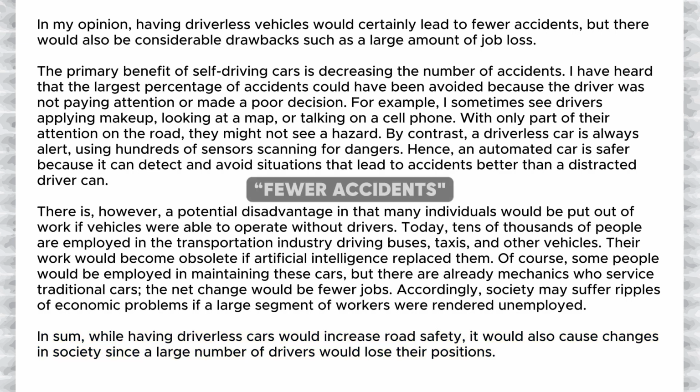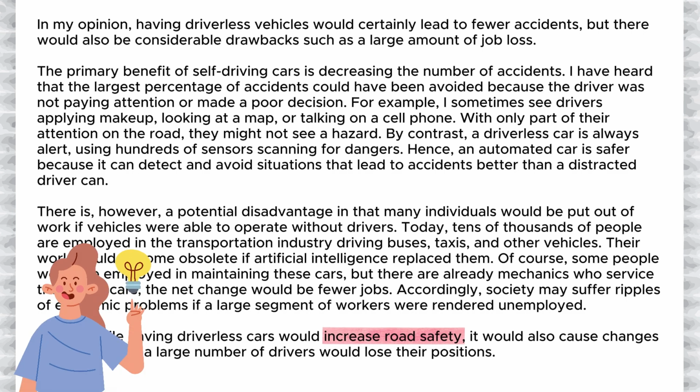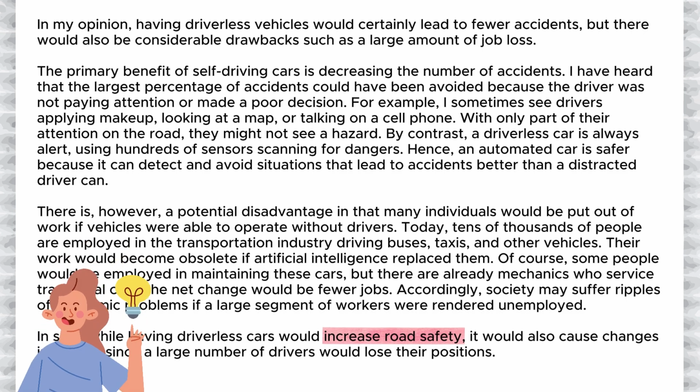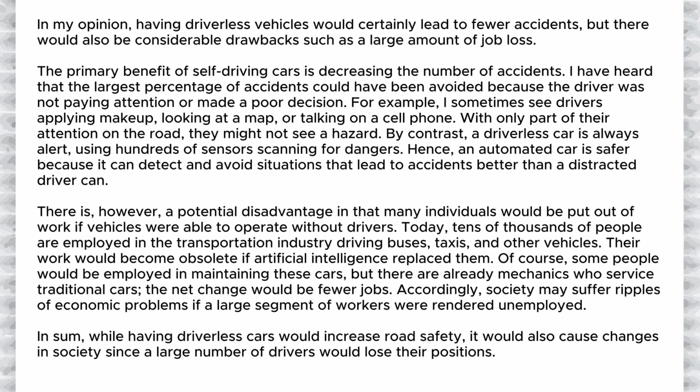Notice that I made fewer accidents sound more positive by saying increase safety. I don't have to give my opinion about which is better, because the question does not ask for my opinion. I just need to discuss the two sides. My essay is almost done. I checked the length. This is 256 words, which is over the 250 word minimum.